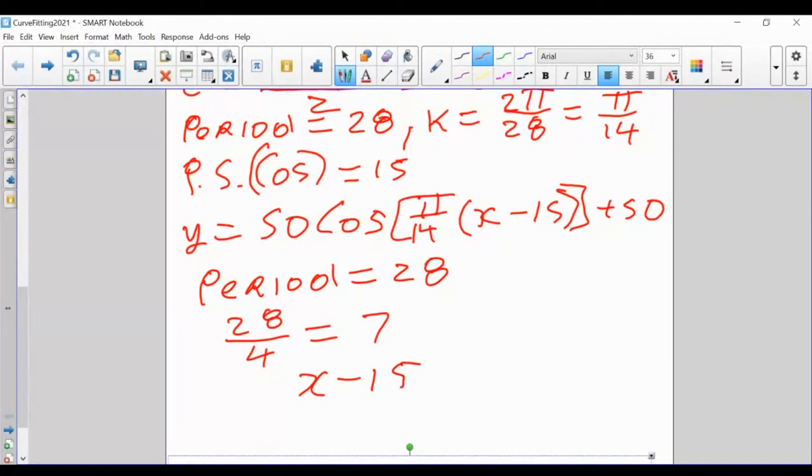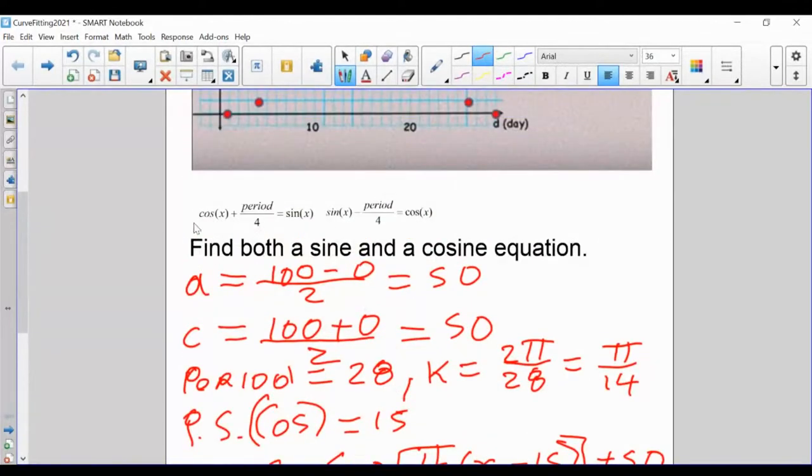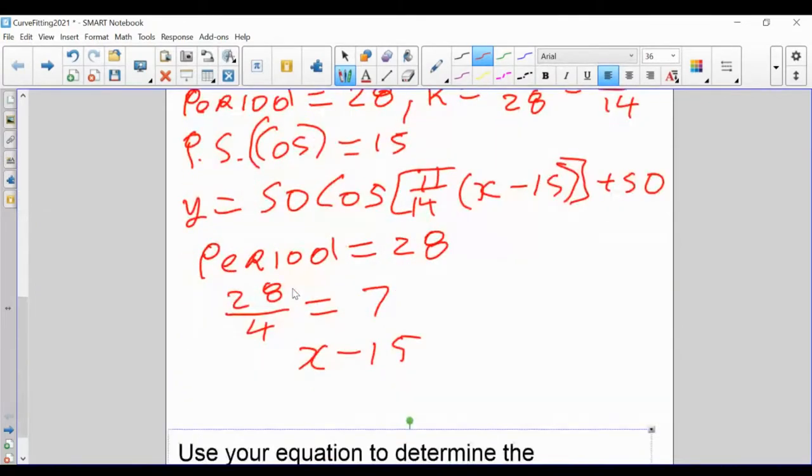And let me go back and show you what it says again. It says take the cosine function and add the period divided by 4. So this is x minus 15 now, plus that period divided by 4, which is 7. So really what I have now is x minus 8. Okay? So x minus 15 plus 7 is x minus 8.